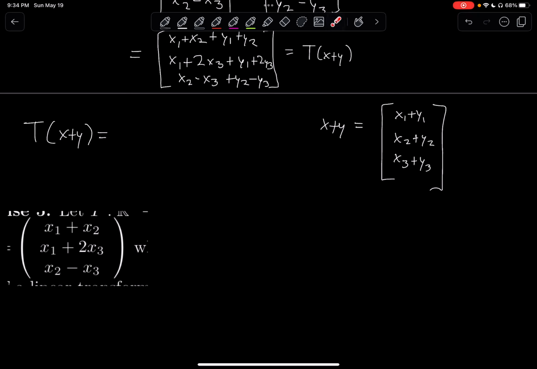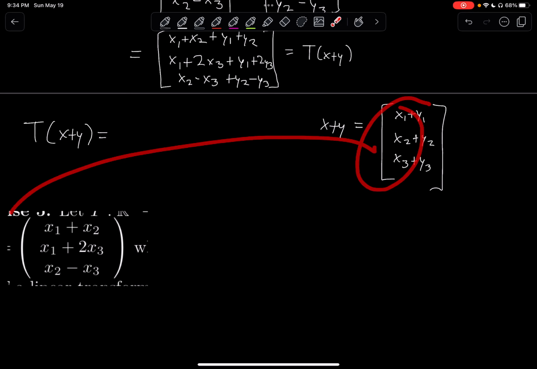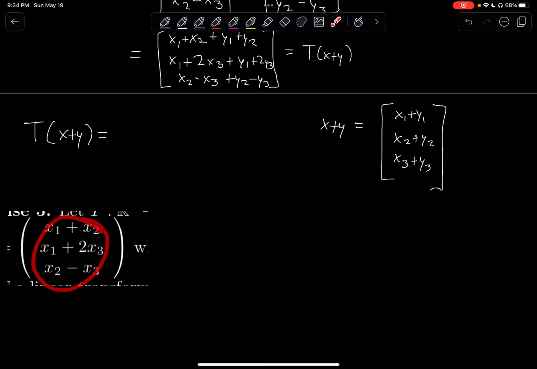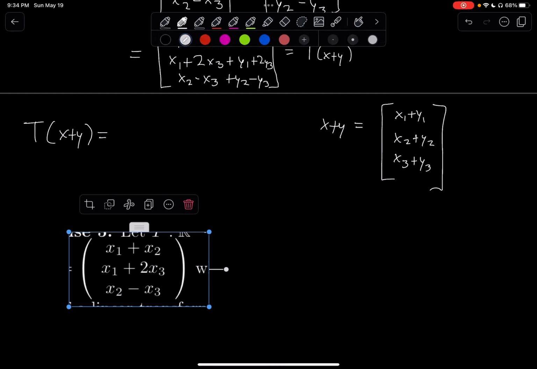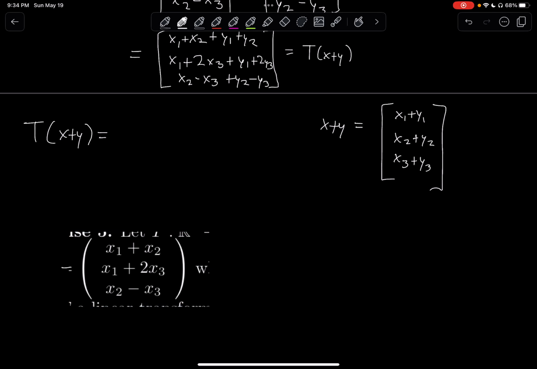I have to now throw this into that transformation and get something along these lines. I guess it would have been better if I included that in my crop. This is equal to T of x. So now instead of throwing x into here, I'm going to throw x plus y into there, and then I'm going to get a vector out.